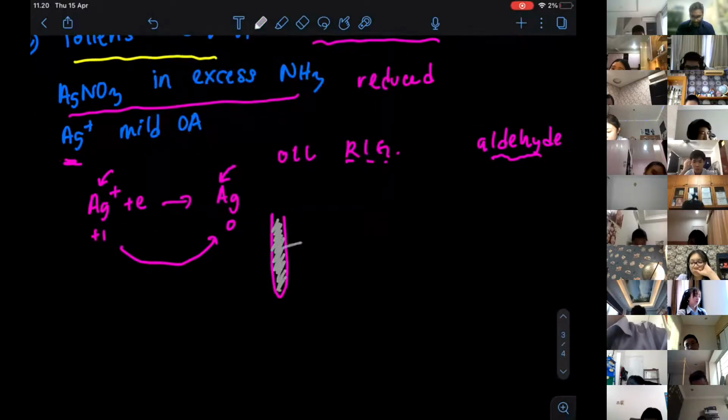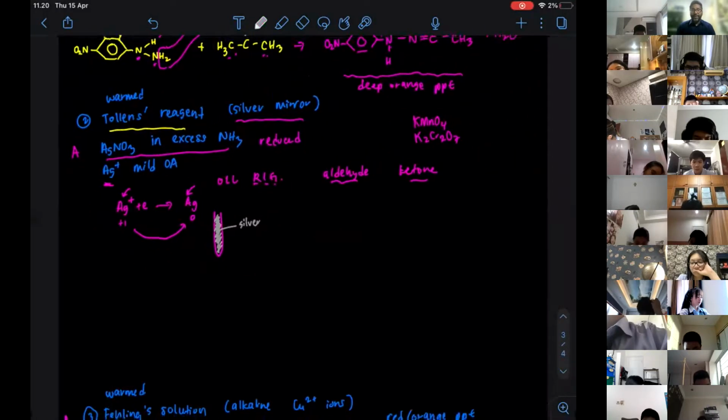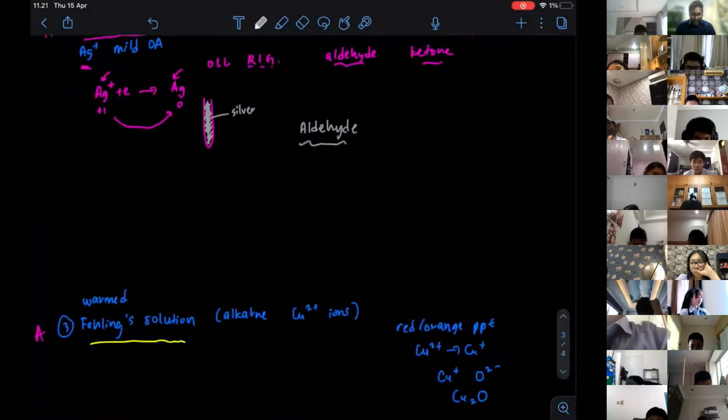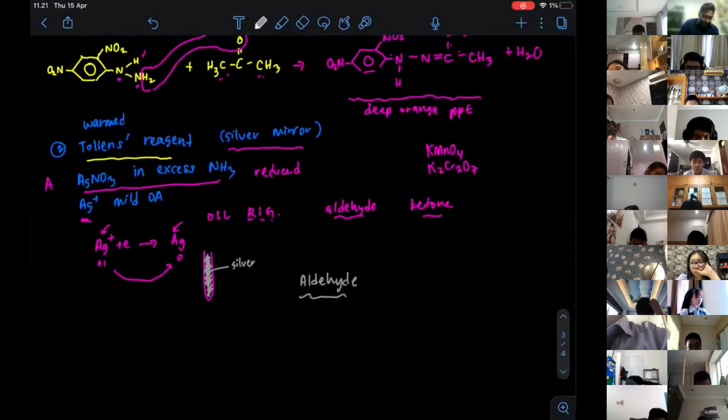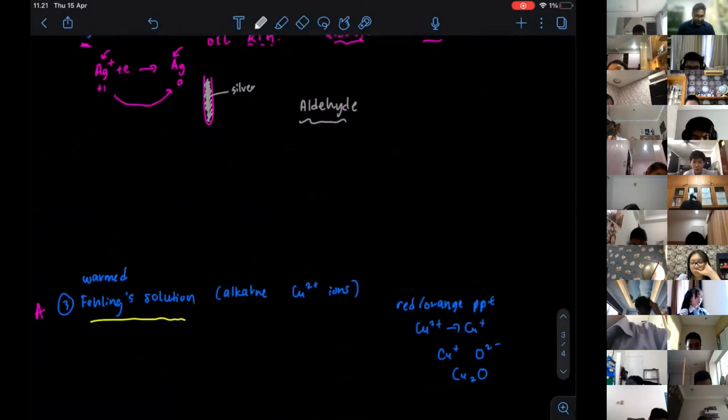It means there will be a silver mirror surrounding that test tube, formed by Ag. This is the test for your aldehyde. Aldehyde will give you a positive test, and a silver mirror appearance will be formed. Now, for both of them, you need to warm them.